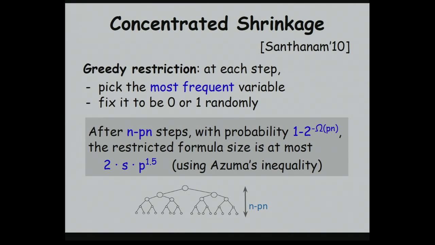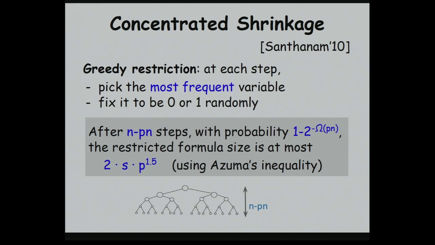Recently, this shrinkage approach was strengthened to concentrated shrinkage. Previously, we said the formula size shrinks in expectation. Here, we can strengthen it to shrinkage with high probability. Here, I'm considering a different family of restrictions. Let's call it greedy restrictions, where it's simple: at each step, you just pick the most frequent variable appearing in the formula and randomly fix it.